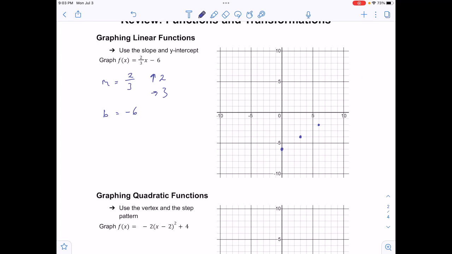Oh, let's try that again. There we go, that looks better. Yeah, for the most part, we get it. That is your linear relation. I've added arrows on the end to indicate that it continues going upwards towards infinity and downwards towards negative infinity.